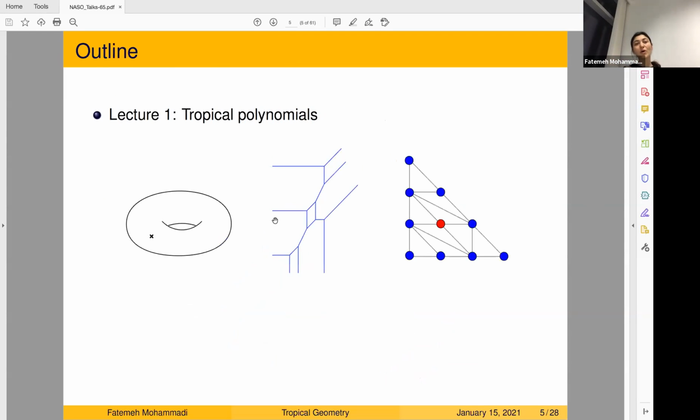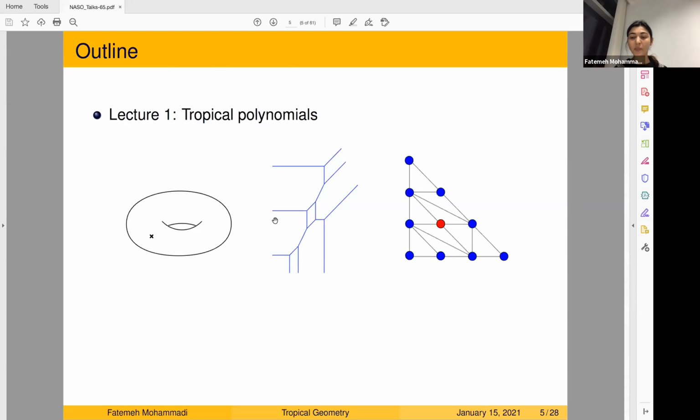Okay, good. So here is the outline of my lectures. First I'm going to talk about tropical polynomials. For example, here you would see the pictures that would show up during this talk. And then I'm going to show you what sort of information we can obtain from tropicalization of polynomials. So we would see the algebraic part, the combinatorial part, and the relation with subdivisions of certain polytopes.